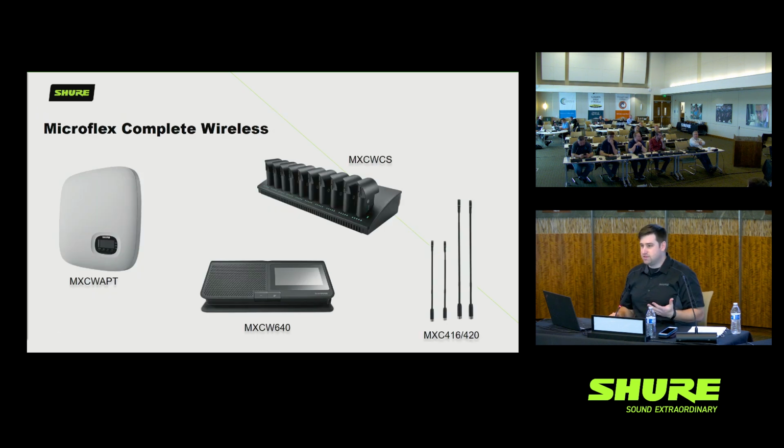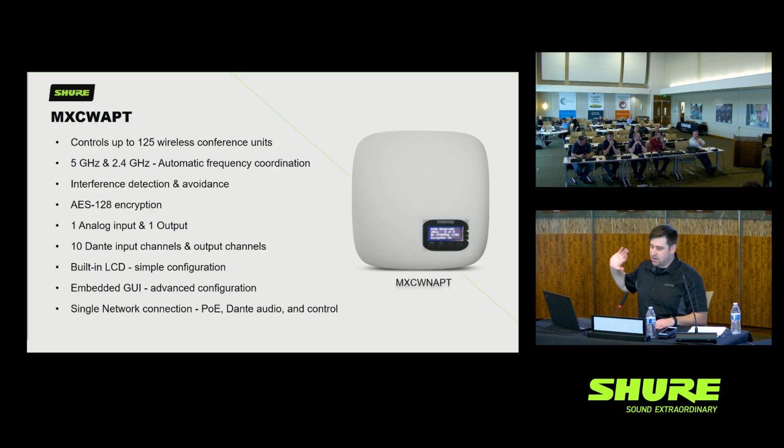Similar to DIS, or to 5900, it's a small component list. This really consists of the APT, the delegate unit, microphone selections, and a battery charger. Getting into the APT, as I said, 125 conference units can be paired to that at any time. It operates in the 5 gigahertz and the 2.4 gigahertz. Don't be scared about 2.4. We can still play in that area, and we'll see some frequency management a little later. Then there's the interference detection and avoidance I spoke about, encryption, analog inputs, and Dante inputs. The entire system can be configured from the front LCD, with just your up-down arrows and your enter and exit.